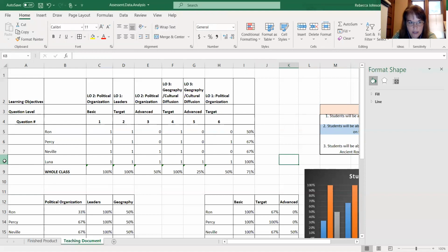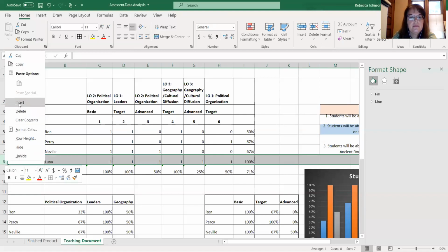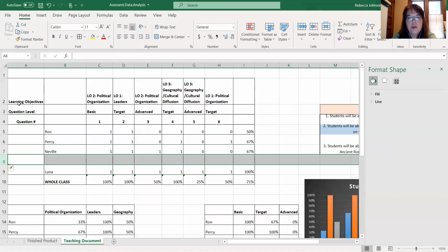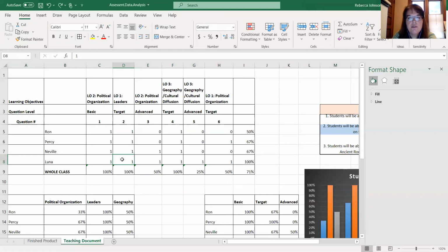You can add columns, right? So you're going to have a lot more students. You can right click here. You can insert rows. So you can insert many rows, add your students. If you want to start with something, you can just delete the things that you don't have, take out my learning objectives, and put in your learning objectives.